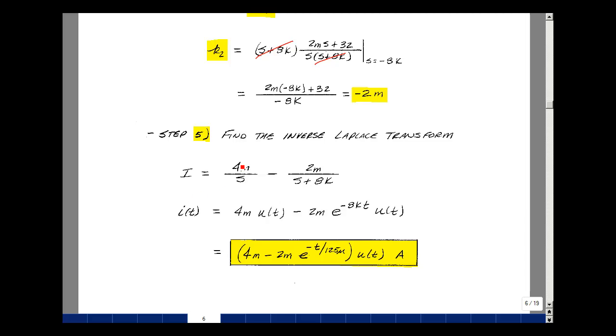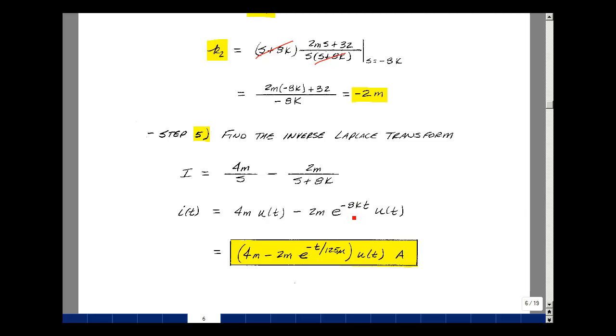So we have that I is equal to K1 over s plus K2 over s plus 8k. This is our step function, so it has a strength of 4 milli times u of t. The constant here is minus 2 milli, and 1 over s plus alpha is e to the minus alpha t, so e to the minus 8k times t.